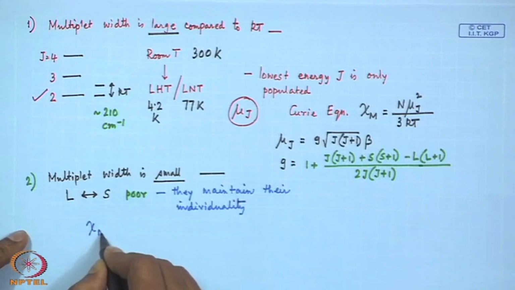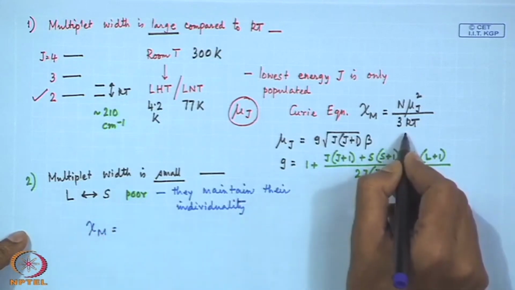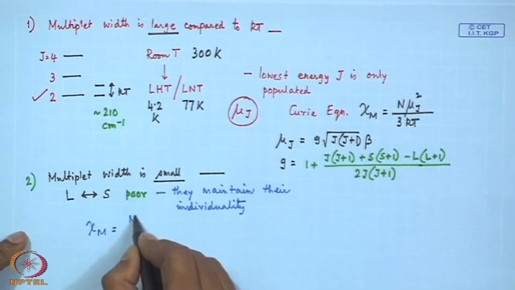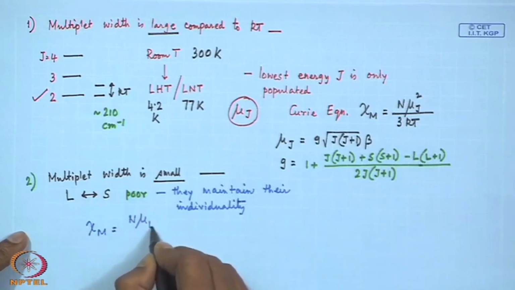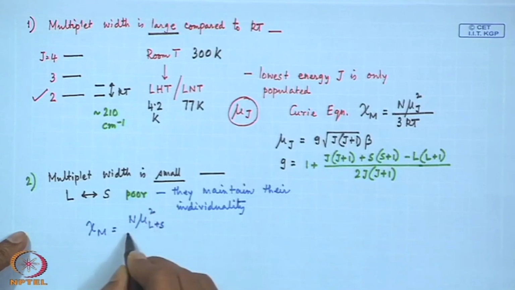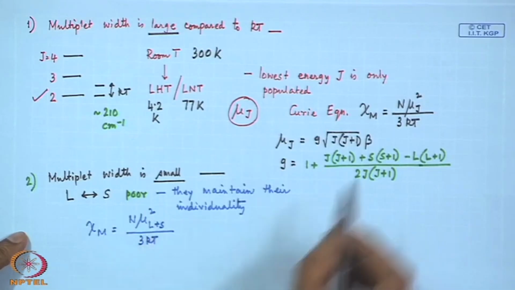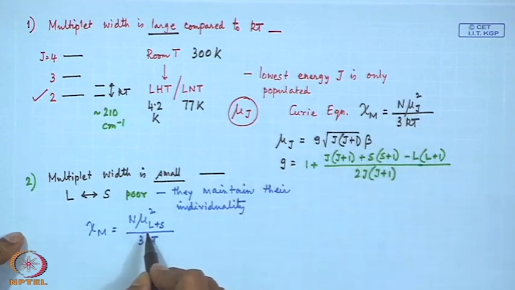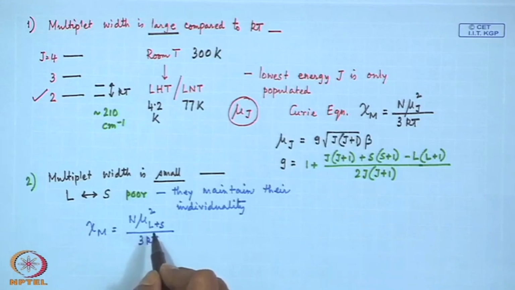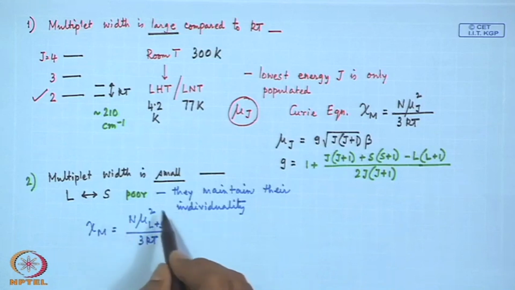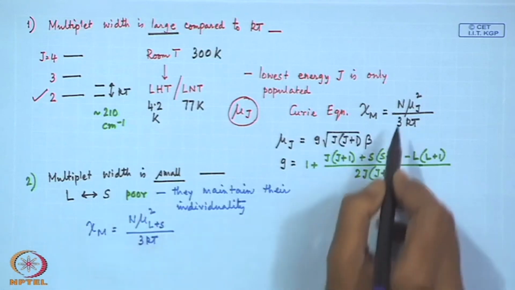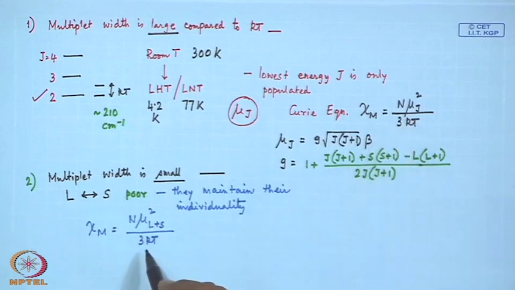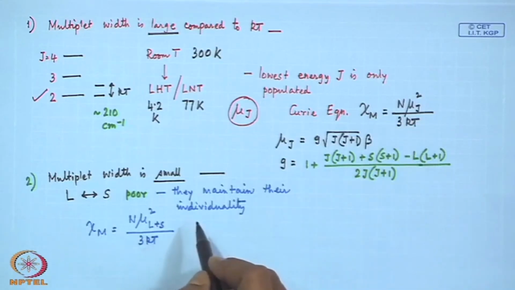And we now get this chi m value as N mu L plus S square divided by 3 kT. So instead of J mu J, we have mu L plus S. So in this particular situation, we can find out the total values related to mu L plus S. So we can compare the magnetic moment theoretically, whether we are getting a magnetic moment using the mu J equation or mu L plus S equation or mu S equation.